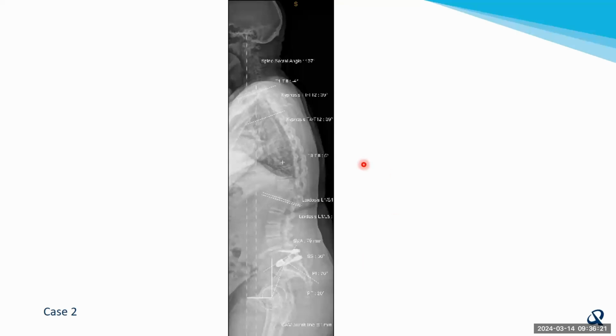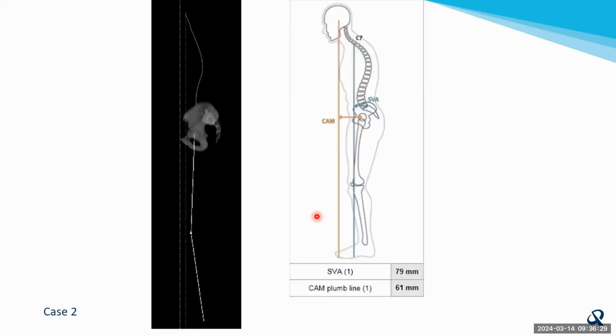Here's a second case, a similar sort of picture. So this person's had an L5S1 fusion. They've got a grossly positive sagittal balance. It was 79 millimeters. And so you can see these dotted lines. So the SVA and the cam line anteriorly here, both of them dotted lines coming down anterior to the pelvis, miles in front of the sacrum over here.